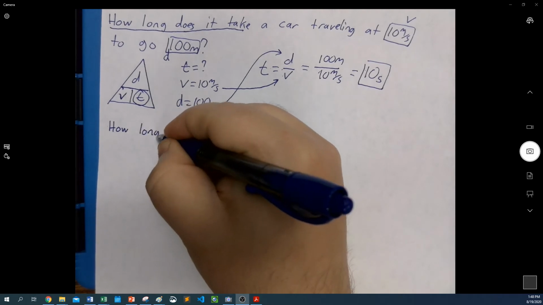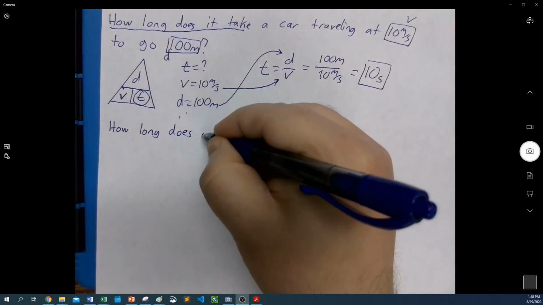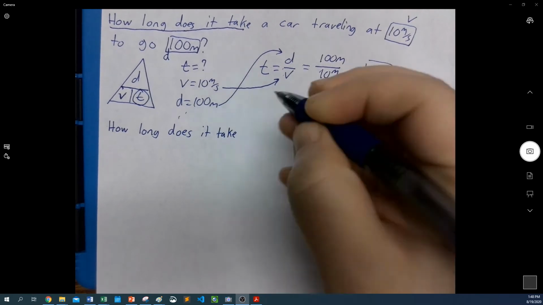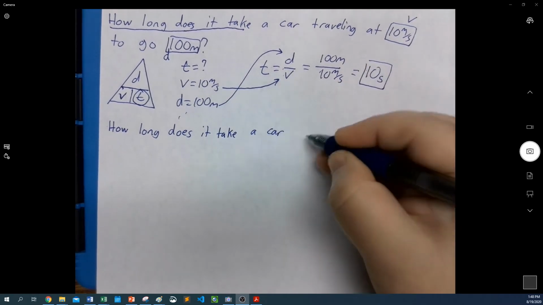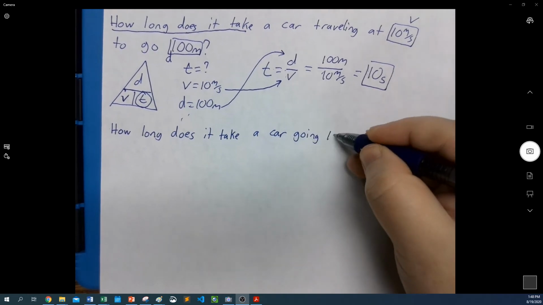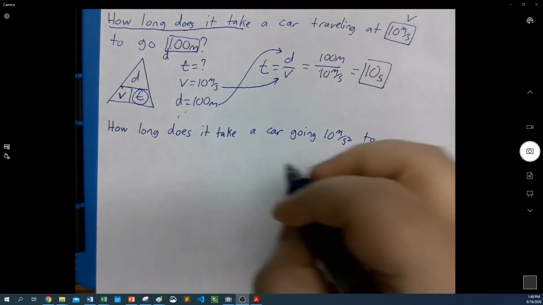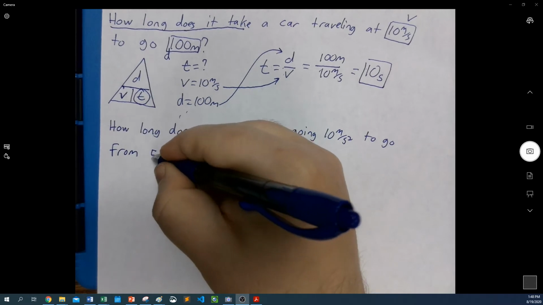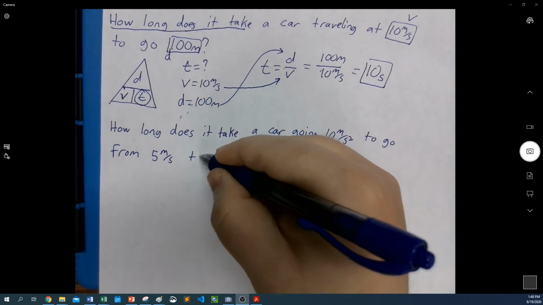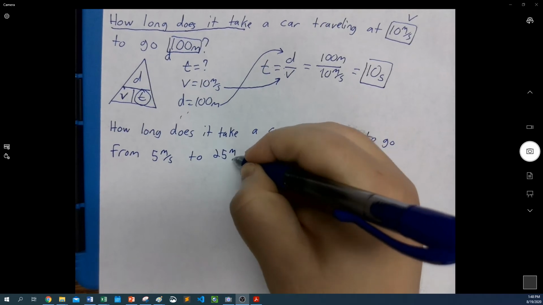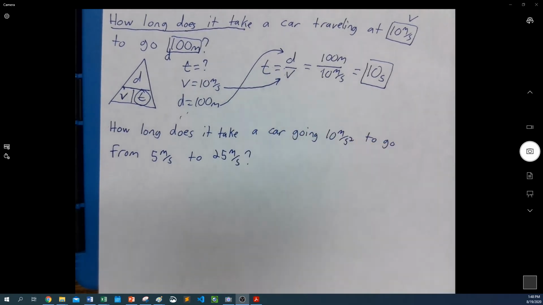How long does it take a car going 10 meters per second squared to go from 5 meters per second to 25 meters per second?